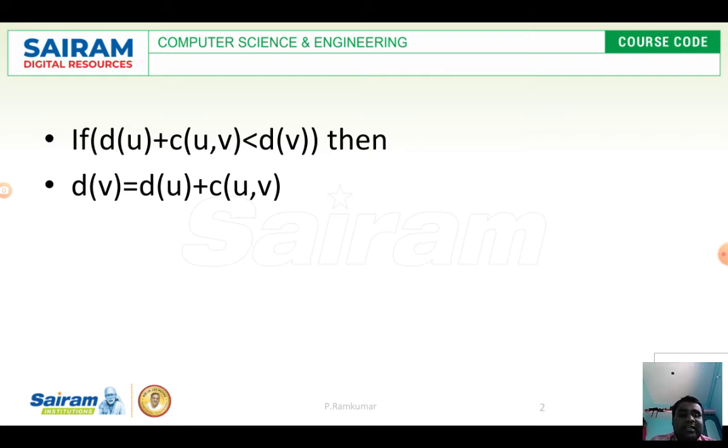Assume the intermediate vertex as u and the destination vertex as v. C of u comma v is the weight, the edge which carries the weight between u and v. So d of u means the distance between the source and the u vertex, that is the intermediate vertex. Now if d of u plus c of u comma v is less than d of v, that is the destination vertex, then the destination vertex distance from the source will be computed as follows: d of v is equal to d of u plus c of u comma v. That is the formula. If we keep on applying this formula, then we can easily find the shortest route between source and destination.